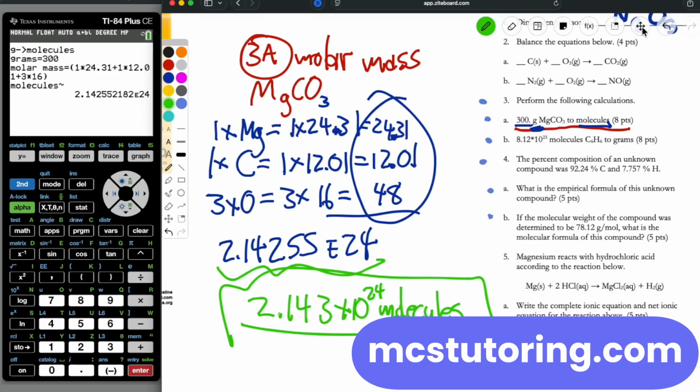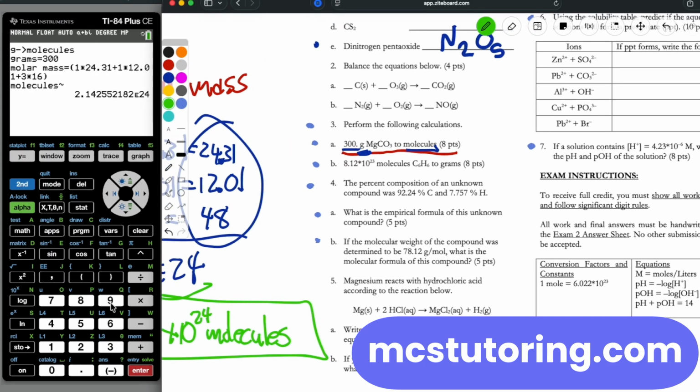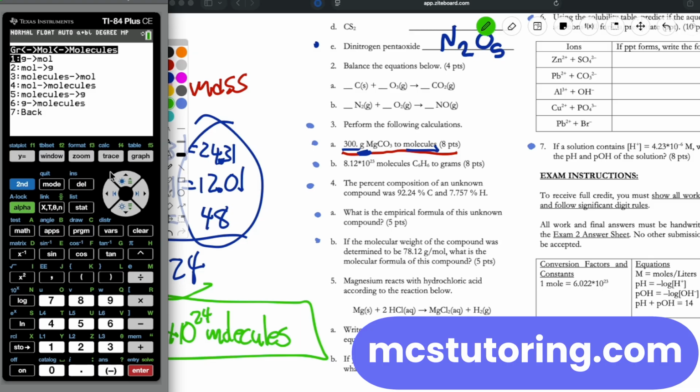Now, let us go to 3B. We want to go from molecules to grams. So that's option 5 here, molecules to grams. Now the molecules is 8.12 times 10, and by the way, this is the raised to, it's called the caret symbol. I'm not even kidding. 10 to the 23rd. Okay, that's on molecules. What's the molar mass?